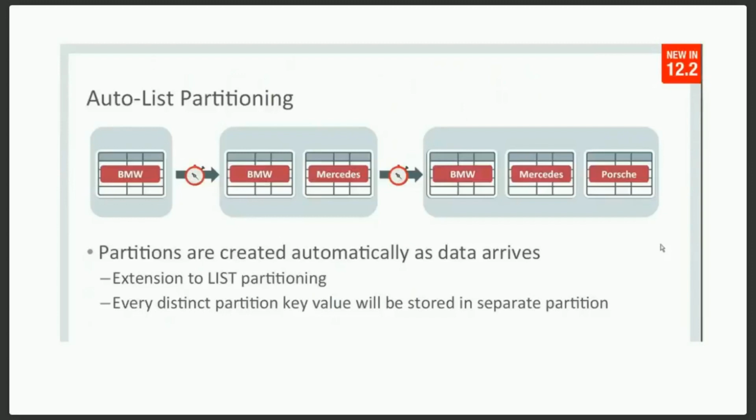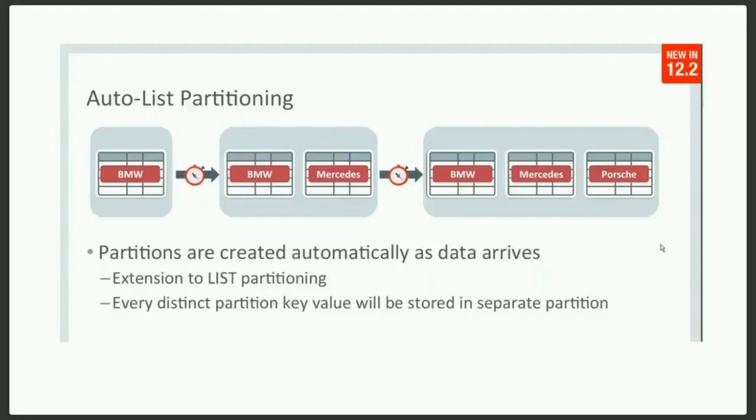So that was 12.1. So let's look at what was introduced in Oracle 12.2. A good feature was the auto list partitioning. So list partitioning we saw was introduced, I think, in Oracle 9, but now very similar to the interval partitioning concept, where partitions get created automatically as data arrives.